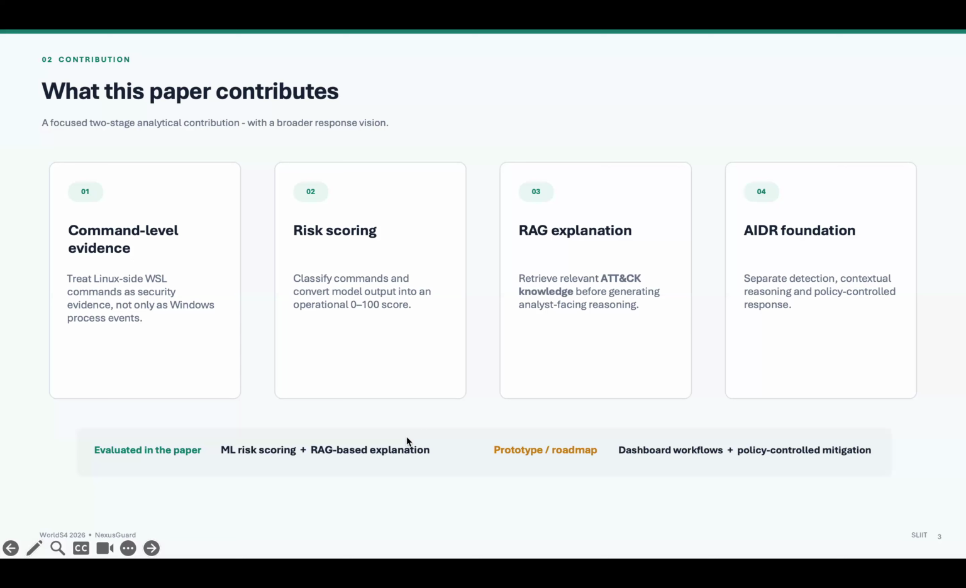Finally, the one you see at the end, AIDR Foundation, is the architecture that we are looking forward to building. That is what we want in the future in the cybersecurity sector. The architecture separates detection, reasoning, and response into three different categories in the same streamlined workflow. The evaluated contribution of this paper is the machine learning scoring and RAG-based explanation. There's a dashboard as well, and the dashboard and mitigation workflows form part of the broader prototype and future AIDR detection.